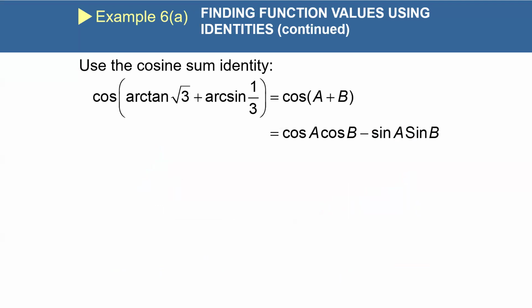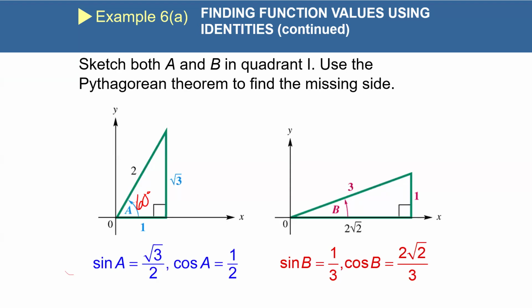All right, cosine. So the sum of two angles for cosine says it's our cosine A times our cosine B minus our sine A times our sine B. Remember that? Do we know the values of A and B? So we're just now plugging in. Does that make sense? So cosine of A, cosine of B, sine of A, sine of B. So we drew our two triangles.